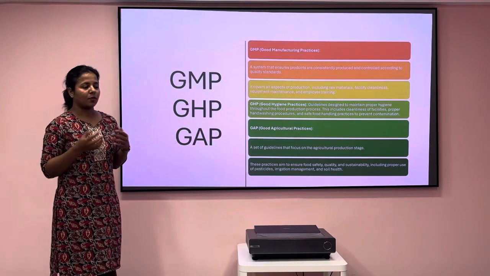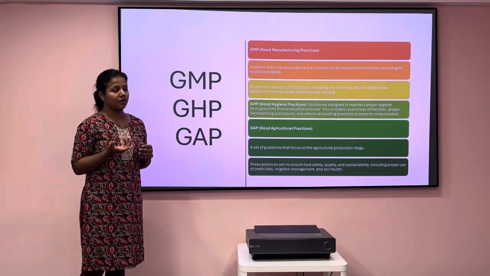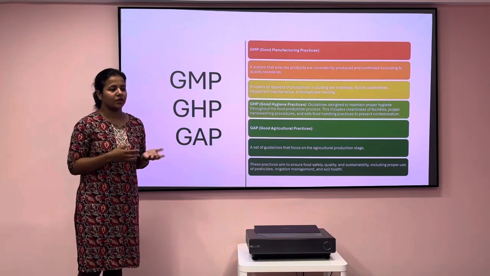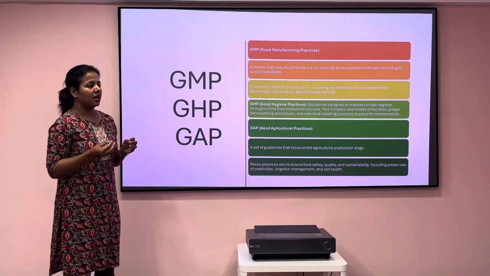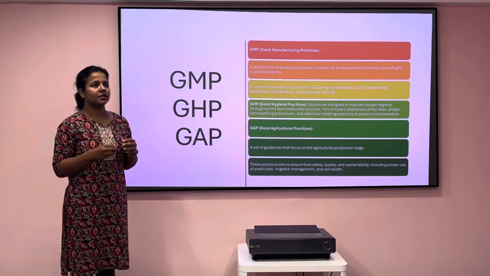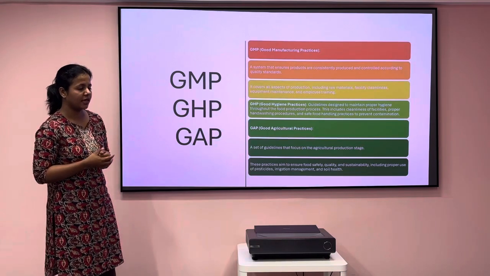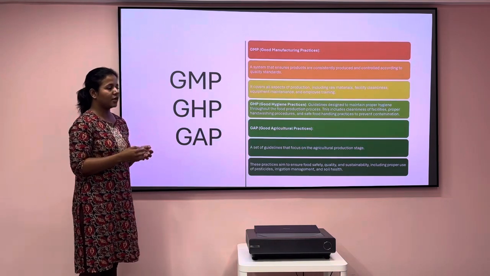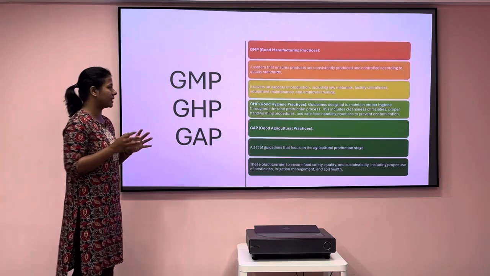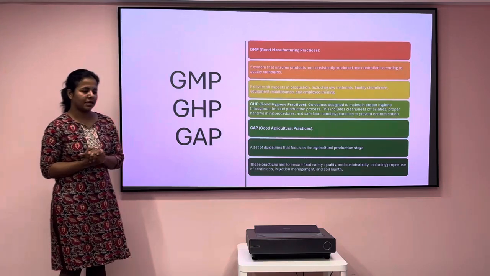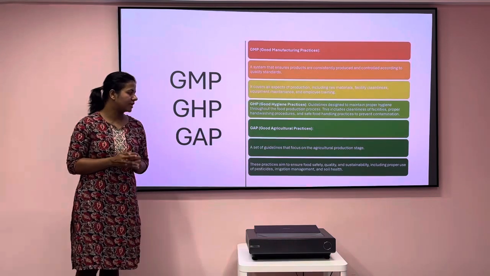We check whether the staff are properly wearing gloves and properly using hand wash for hand washing or not. After using the toilet, the staff should wash their hands. We are checking and should be maintaining all these hygiene practices. These are called good hygiene practices. And GAP is good agriculture practices.